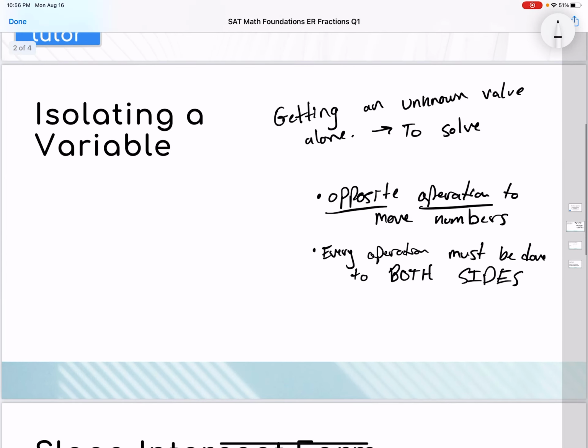So the main skill that's going to be needed to be successful on not only the Heart of Algebra, but really all of the SAT Math section, with and without calculator for that matter, is the skill of isolating a variable. Do you know how to get an unknown value, a variable, alone? We do this to solve an equation. If we can get that variable alone, and typically that value is x, we now know what that unknown value is equal to in terms of all of our other values. Now, there are a few things we have to do in order to solve or isolate a variable. So here, let me show you with an example.